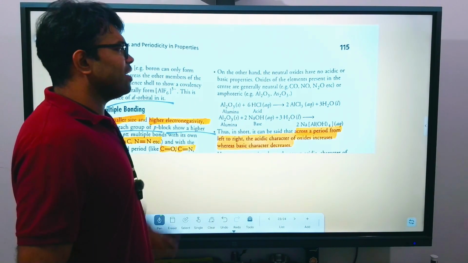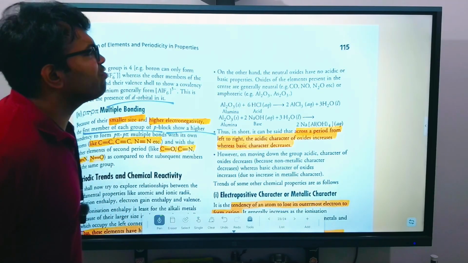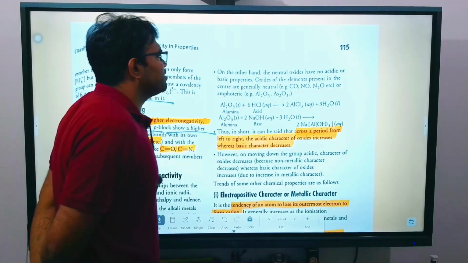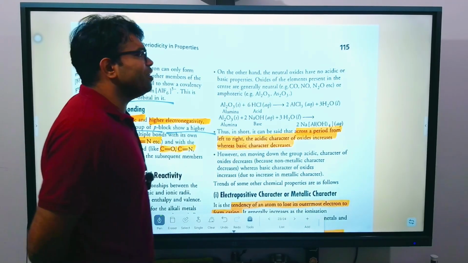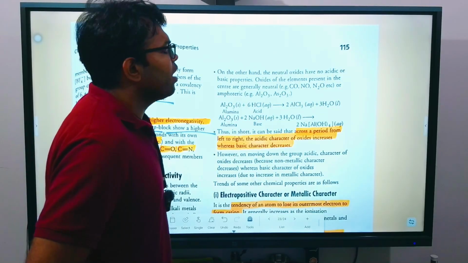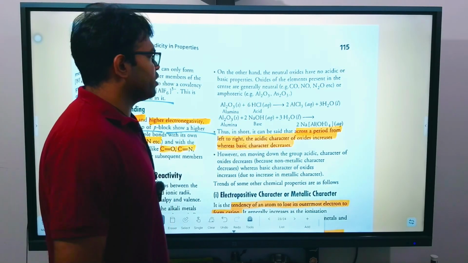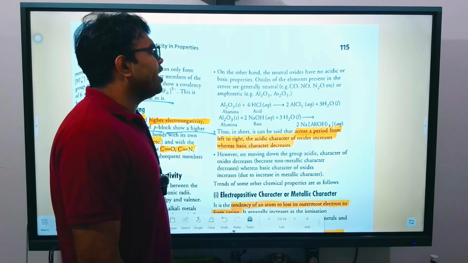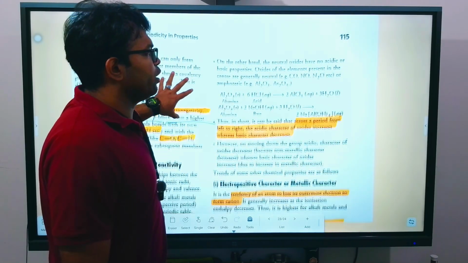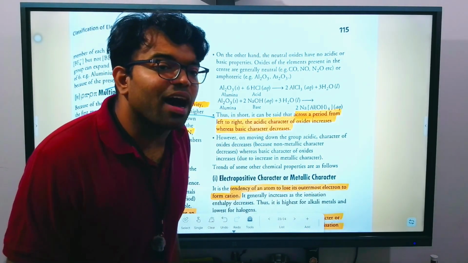On the other hand, the neutral oxides have no acidic or basic properties. Oxides of the elements present in the center are generally neutral. For example, carbon monoxide, nitrogen oxide, dinitrogen monoxide, etc. are neutral. Al2O3 and As2O3 are amphoteric. What is As, Drupad? As is arsenic.